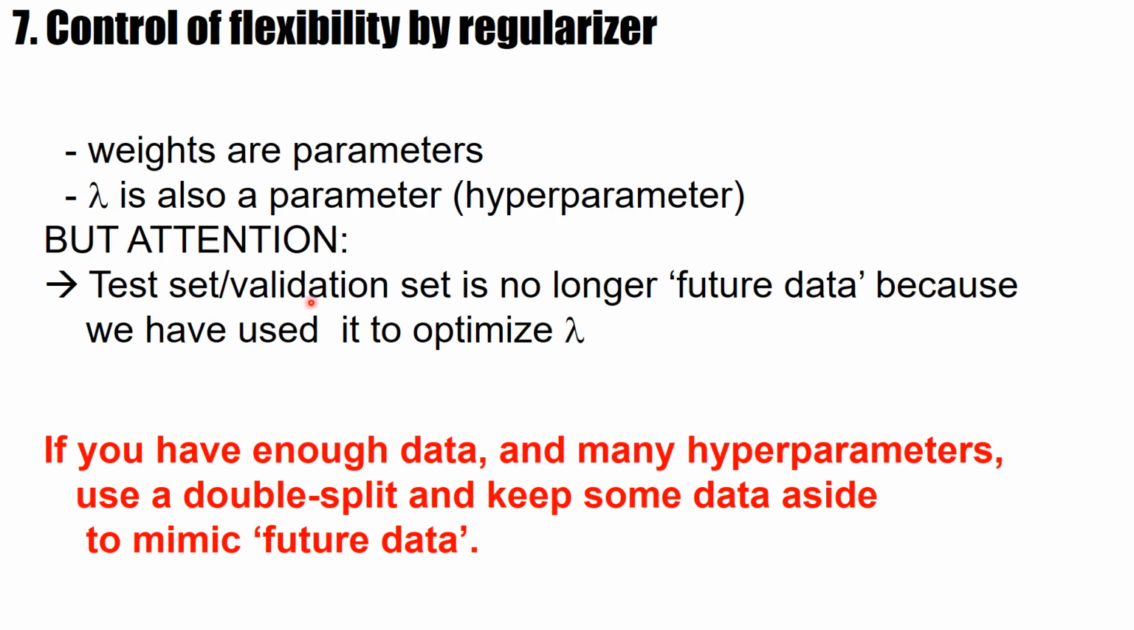So the validation set is no longer future data because we have used it to optimize lambda. In most cases, this nevertheless works. However, if you have enough data and if you have many hyperparameters, then it's better to use a double split and keep some data aside to really mimic future data. And this is what we are going to look at in the next part.